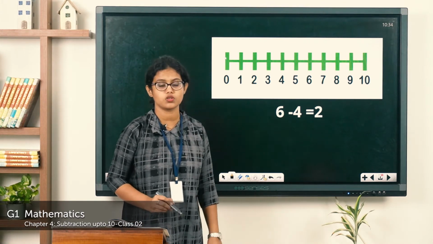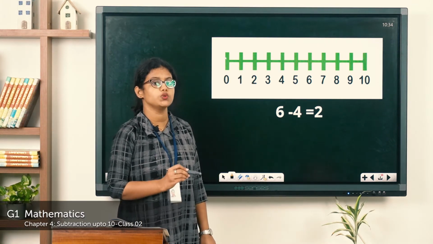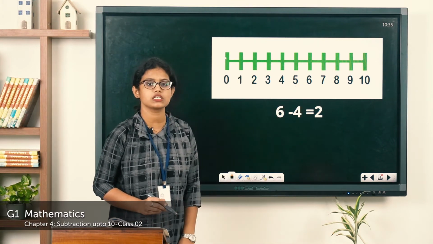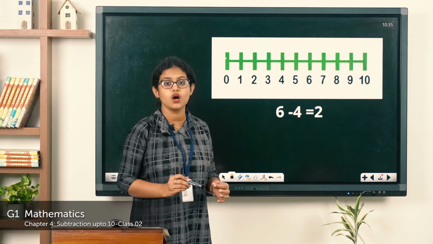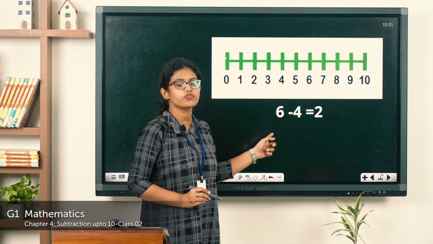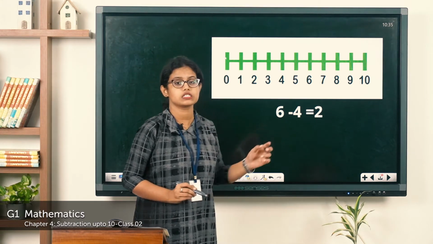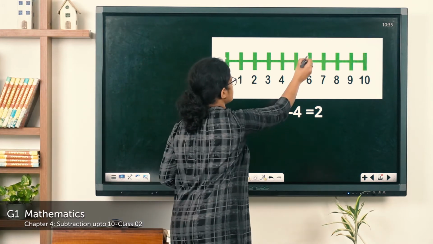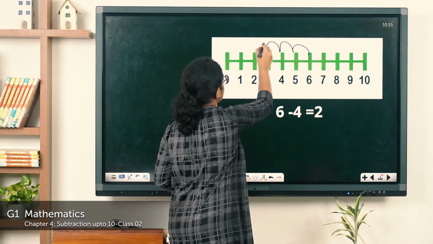6 minus 4. So, which is the first number? Number is 6. So what you have to do? You have to find number 6 on number strip. So where is number 6? Number 6 is here. So from number 6, how many steps you need to move backward? You need to move 4 steps. You need to subtract 4 from 6. Or you can say we need to take away 4 from 6. So you need to hop 4 steps to the left.